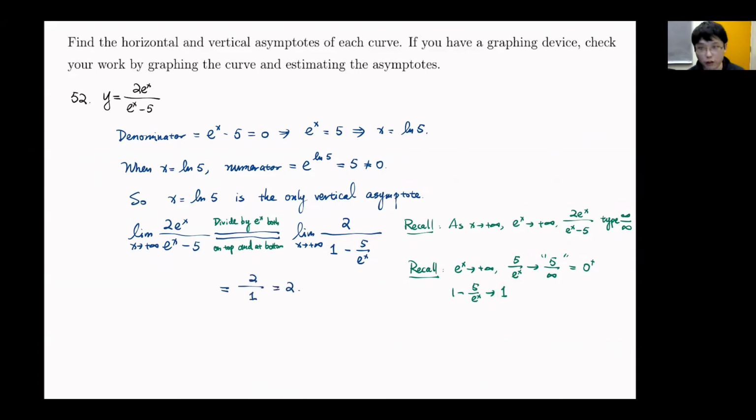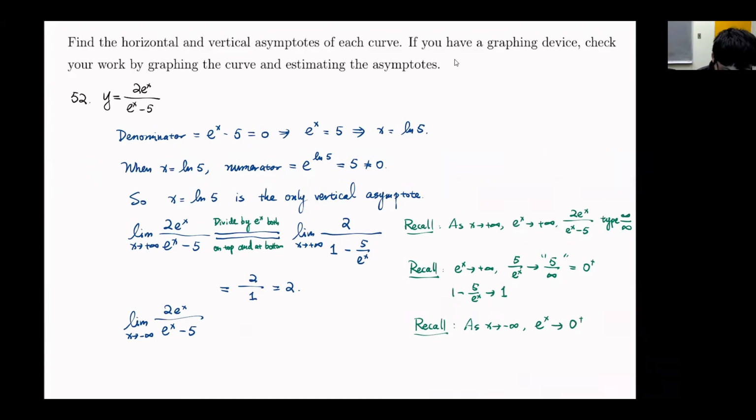All right, so this is the limit at positive infinity. On the other hand, let's look at the limit at minus infinity. So this is much simpler, because again, you need to recall, as x approaches minus infinity, what will e to the x approach? Well, e to the x will approach 0. Well, you would also know that it's going to be approaching 0 from above.